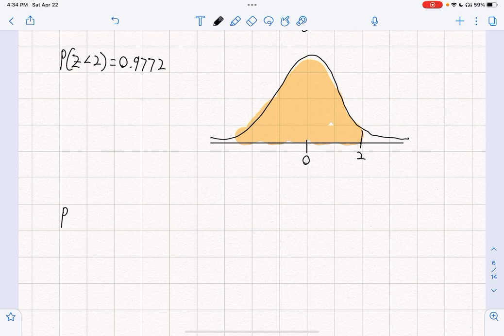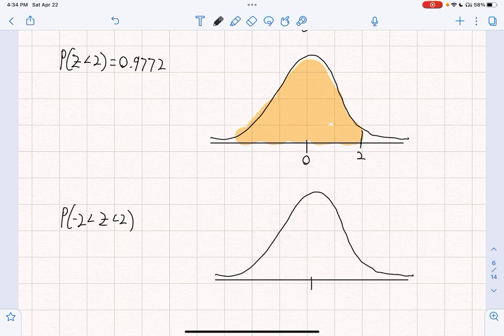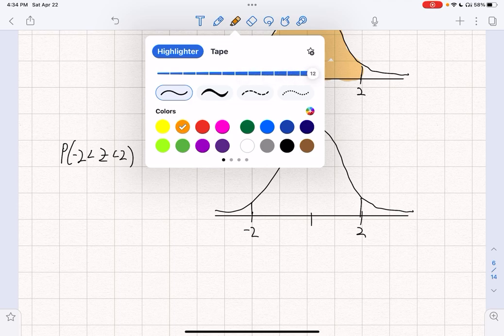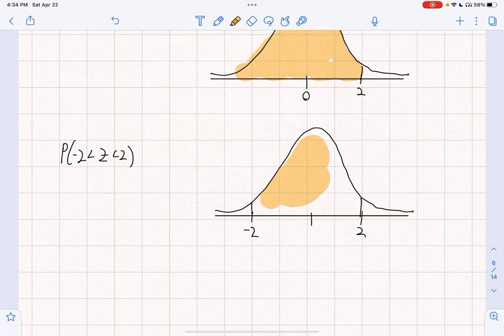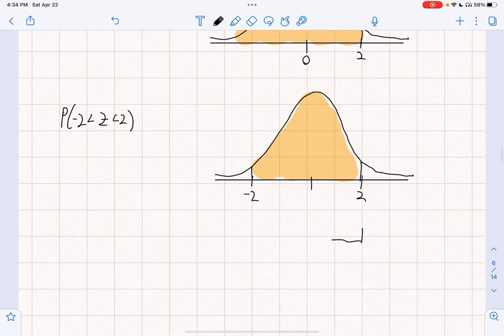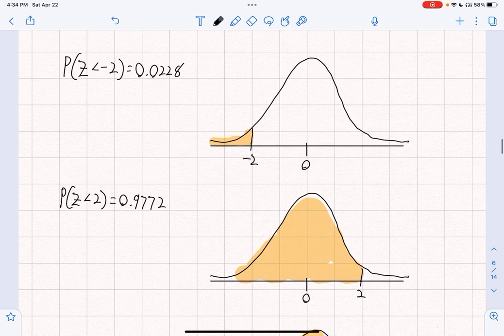And then, again, let's do probability between -2 and 2. So let's draw this. We just want between -2 and +2. So I want this area. Now I'm going to use the same logic like we did before. So I know that from here over is 0.9772. And I know that this area is only, what was it, 0.0228.